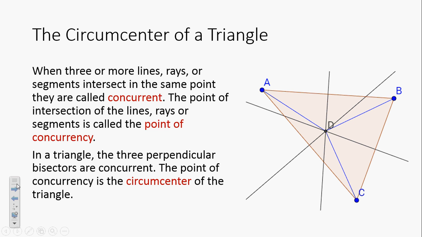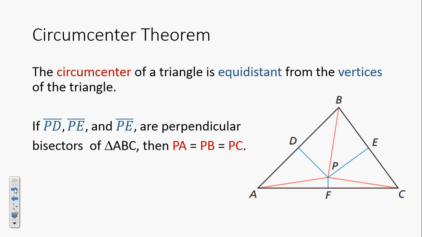So in a triangle, the 3 perpendicular bisectors are concurrent. Bisected this side with a perpendicular bisector. Same thing with this one and this one. They meet, and their point of concurrency is called the circumcenter. There's a special property about that circumcenter. The circumcenter is equidistant from the vertices of the triangle.